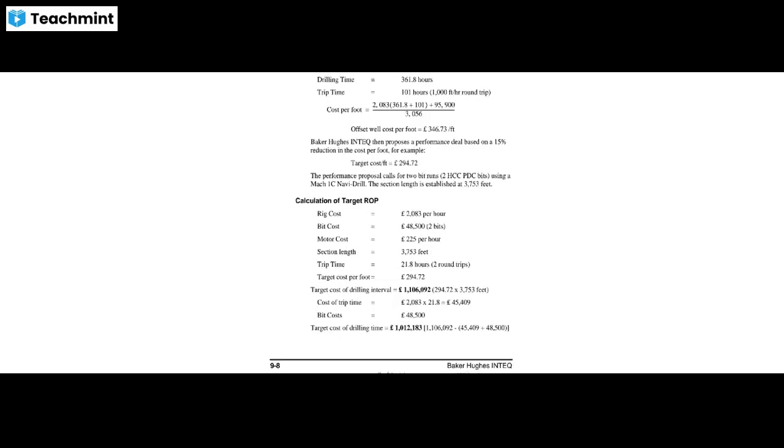result like this. Now next, this is another example: target ROP equals target drilling hours, which gets 436.8 per hour, then total target rate of penetration 8.6 feet per hour. So this is the drill with 2 bit runs, and average ROP is at least 8.6 feet per hour. Therefore, the target cost per foot will be achieved, and the full list price will be charged to the client. There is also a second example shown with a motor.